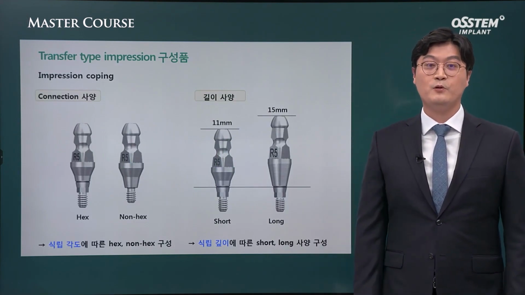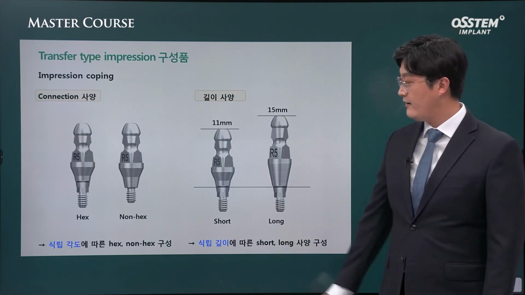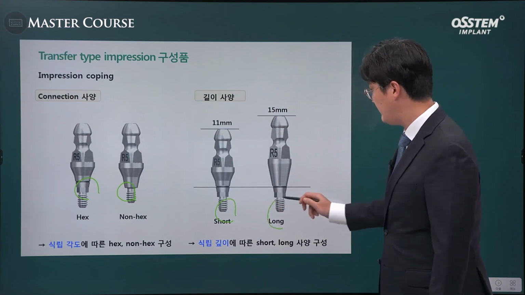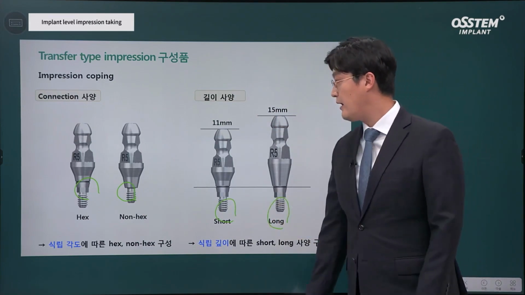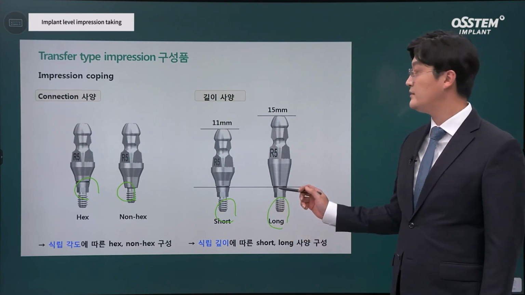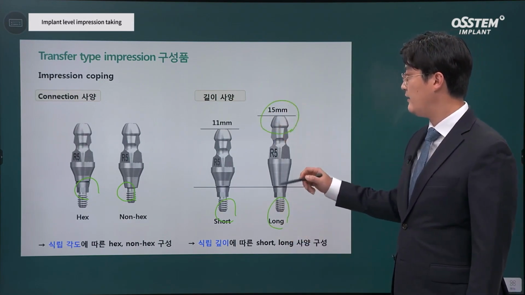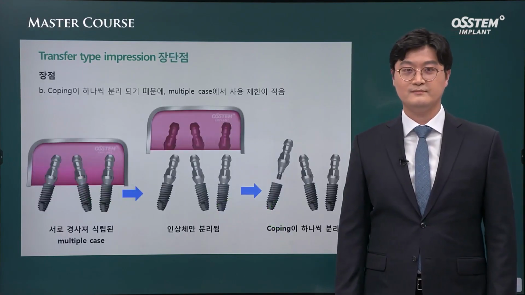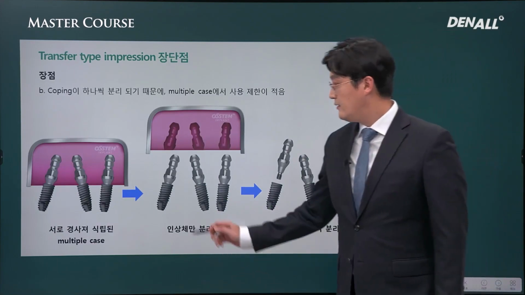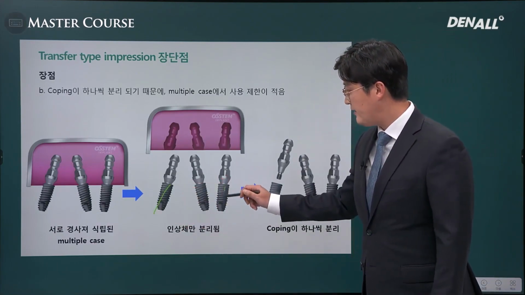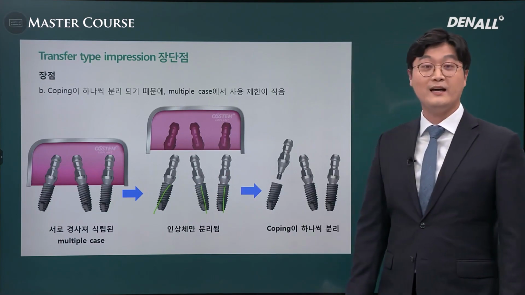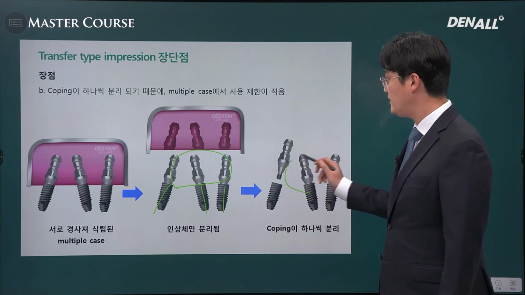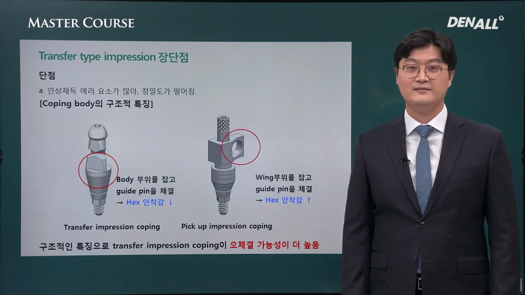The transfer impression coping is just like the pickup type. There are hex and non-hex types, short and long versions. A short or long one can be chosen depending on whether this part can be cut in the closed tray in the mouth. As I said before, as a disadvantage of the pickup type, when implants have different paths, the transfer type can be more beneficial in terms of impression taking.